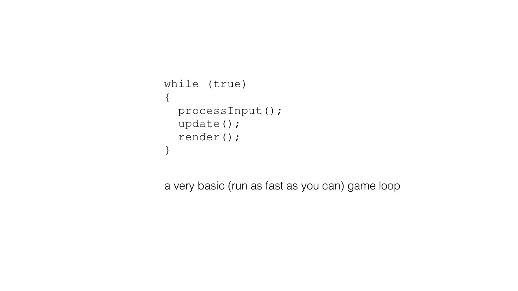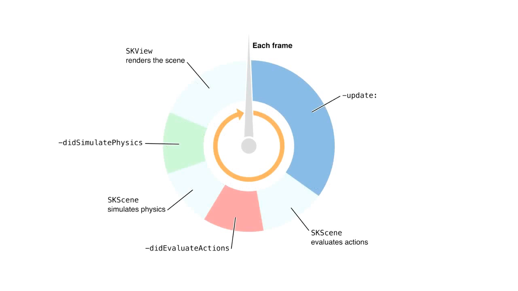Luckily, we don't have to write the game loop ourselves because SpriteKit has taken care of that for us. And instead of having to write a method to handle all of that, we can just hook into various methods that SpriteKit is calling for us once every frame. So I've taken this graphic from the Apple documentation, and I'll include a link to it because it's worth having a bit of a read of some of this stuff.